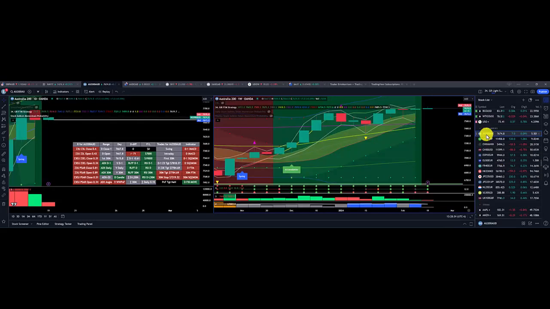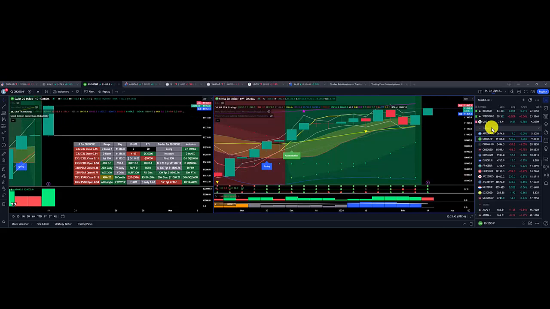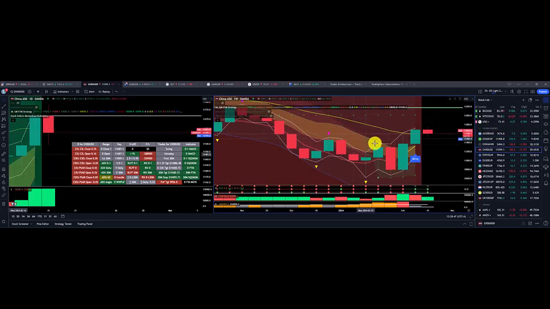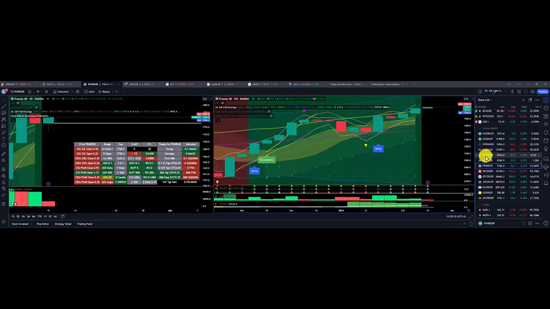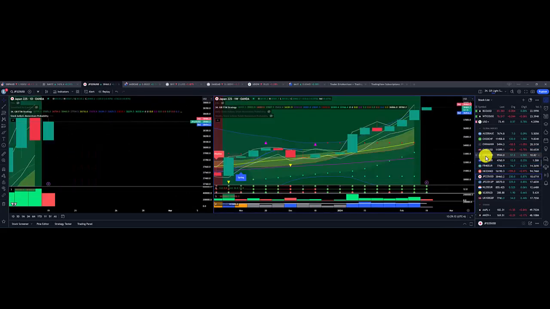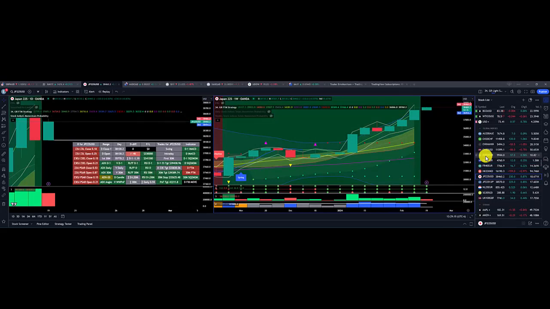The Australian markets, all poised to the upside on the weekly. Swiss, same thing. China 50 has been pretty much moving to the downside. It's currently open right now, very weak. Spain, Europe, France, all to the upside. Japan is rocketing to the moon and continues to the upside.